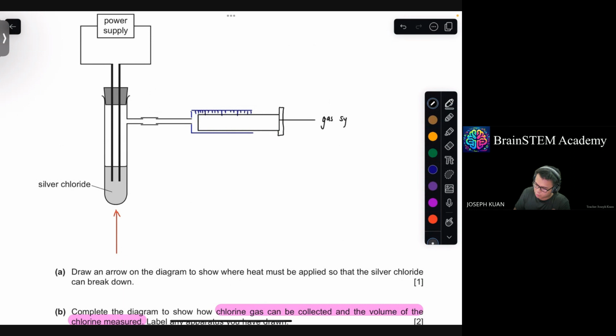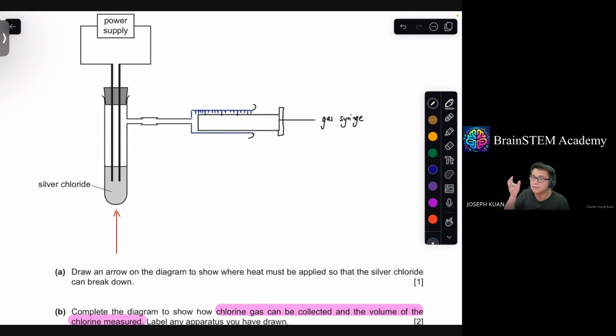Right, so you can check Google for how you can draw a gas syringe. There's many ways to draw it as long as it's visibly a syringe. Okay, that's a gas syringe. Let's look at how the marks are awarded.